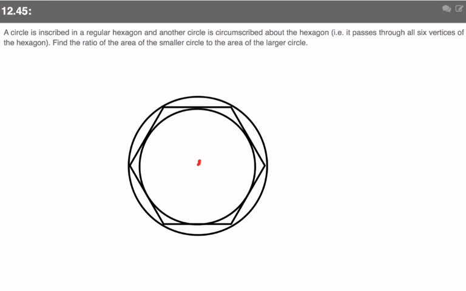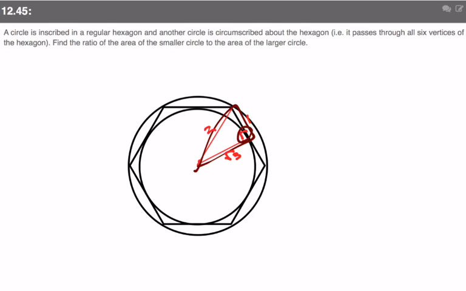How about number 45? I have a regular hexagon, so that I have one circle inscribed, the other circle circumscribed. I want you to find the ratio of the areas between the small and the larger circle. I drew 2 radii, and between the 2 radii, that triangle becomes 30, 60, 90.